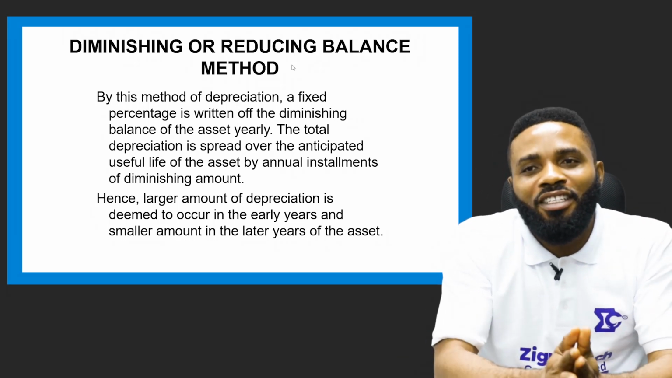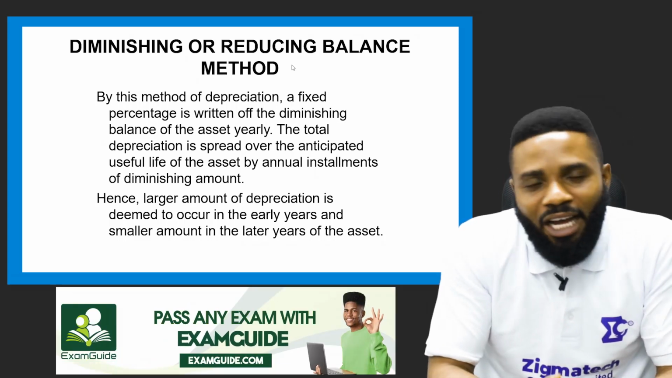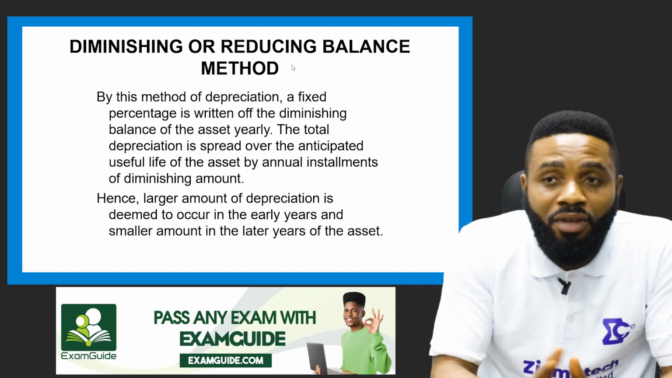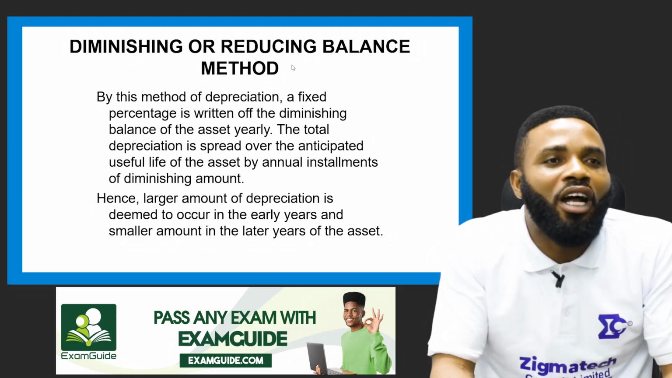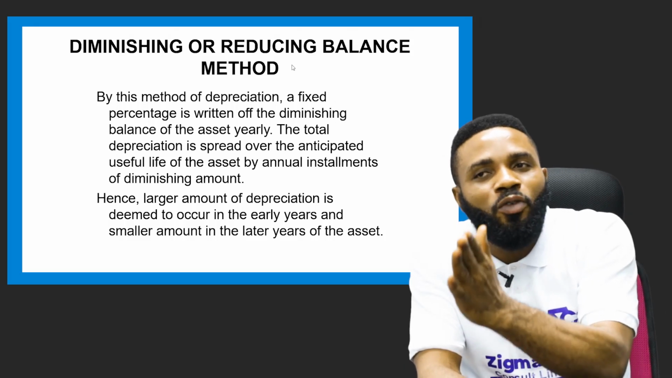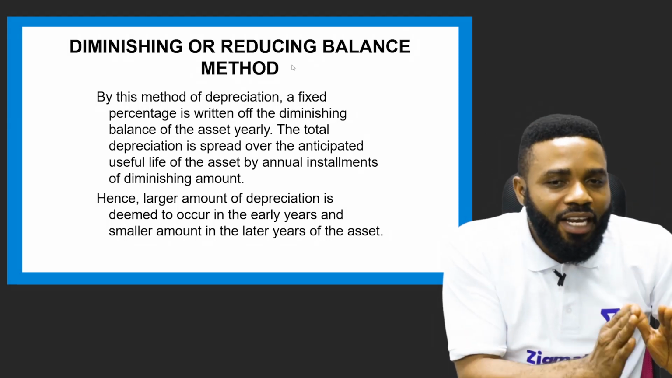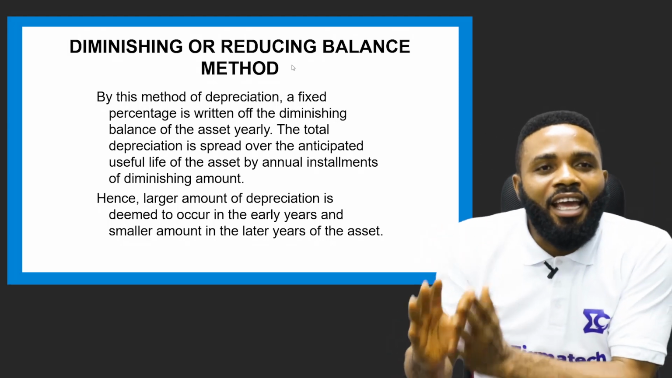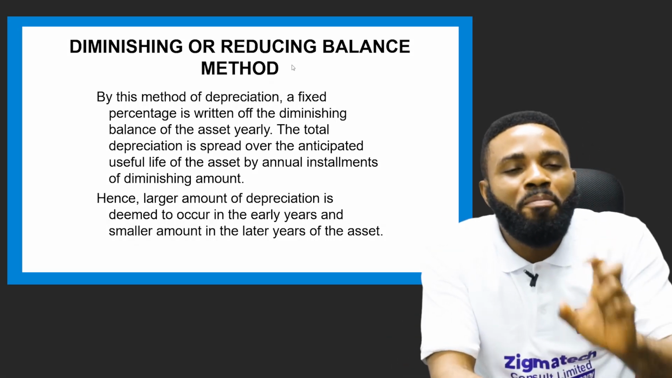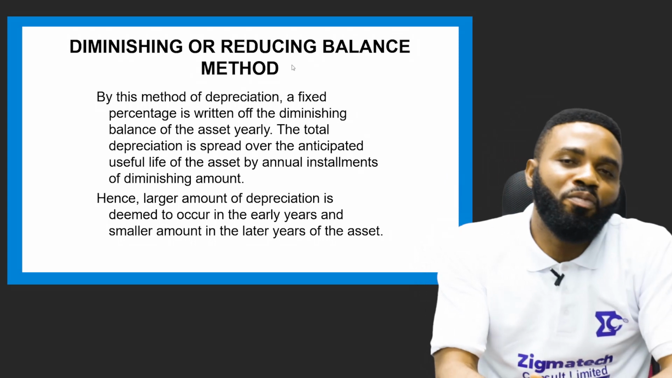I usually leave this for my students to pass judgment. I will ask you, if you are employed as an accountant and you are asked to choose between the straight line method and the diminishing balance method, which method will you want to adopt? Will you want to charge the same depreciation all through the useful life of the asset, or will you want to charge a higher amount of depreciation at the beginning and then a lesser amount at the end of the useful life of the asset? Some students will tell you, sir, I feel it is important to charge an equal amount of depreciation throughout the lifespan of the asset.